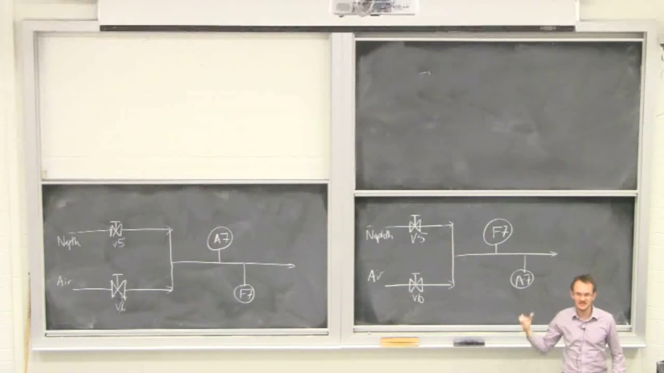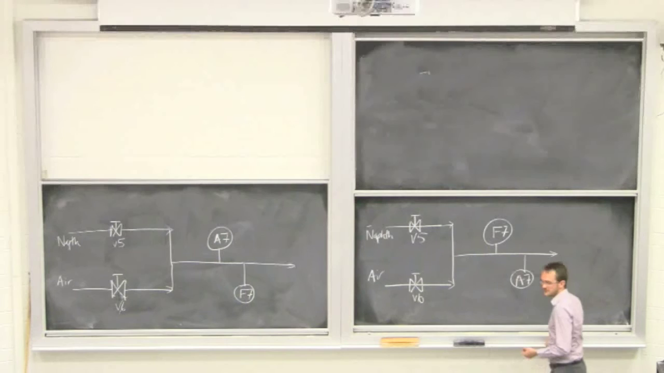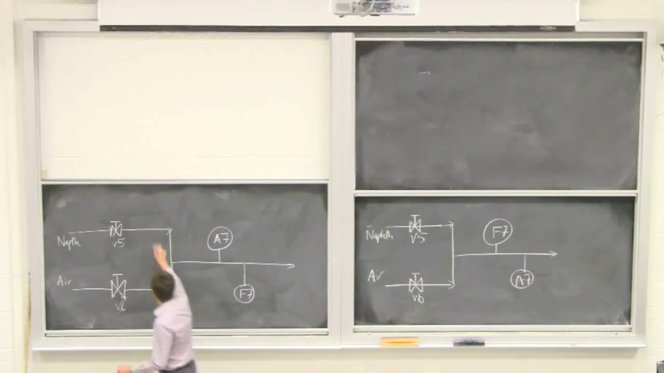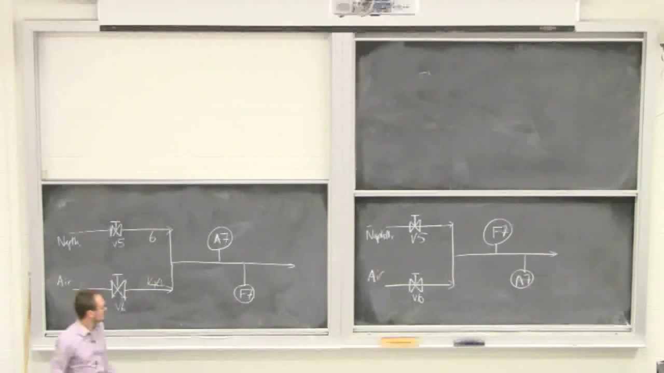So let's explore that, and to do that, I've got two diagrams drawn up there. I'm going to add on the flow rates for you. So the flow rates are as follows. Naphthalene's at 6 tons per hour, and air is at 144 tons per hour.